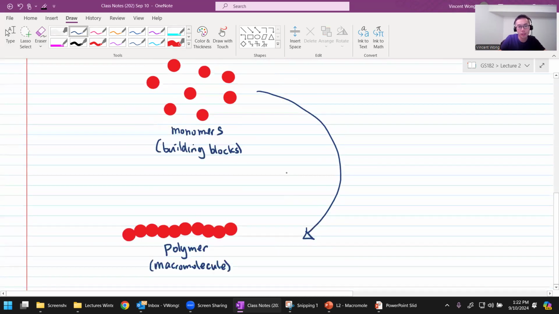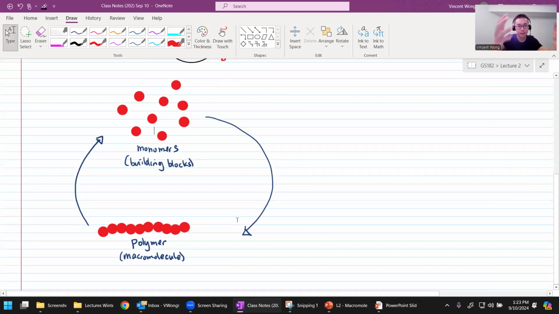So earlier we said polyester, right? That's a polymer of many esters linked together. Many of the plastics are polyethylene. That's many ethylene linked together. We can also break it apart, and you would get the monomers back. So keep this visual representation in your mind as we talk about how we build different polymers.